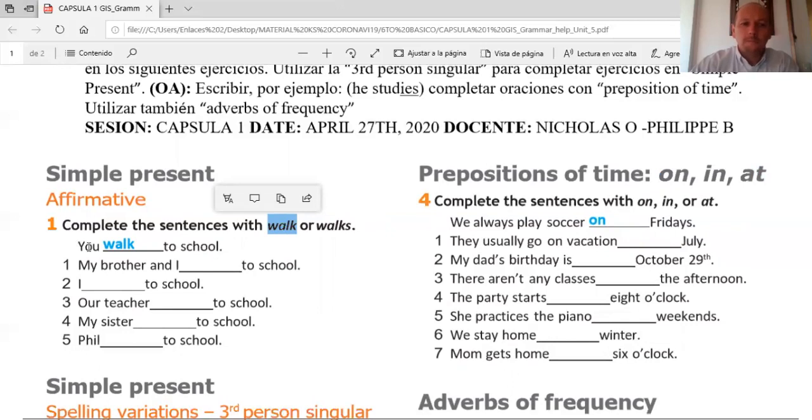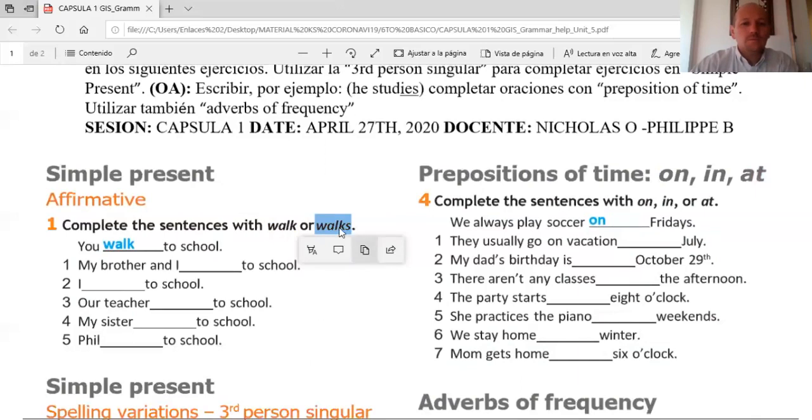Example. You walk to school. You see? Decíamos que para la palabra walk, el verbo walk, que es caminar, lo íbamos a ocupar con los sujetos I, you, we y they. Y acá tenemos you. You walk to school. Tú caminas al colegio.